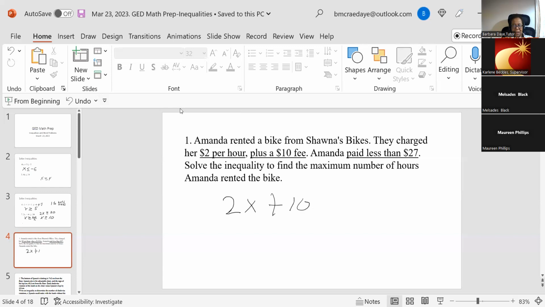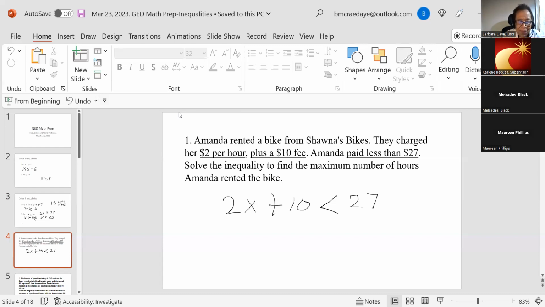Okay. And she paid less than 27. So you need a less than, right? And what goes after that, Maureen? The 27. That's it. Excellent. Now you've got your inequality, and you need to solve that for X. Any questions on how we got the inequality? No, Miss. Okay. Now solve that for X.